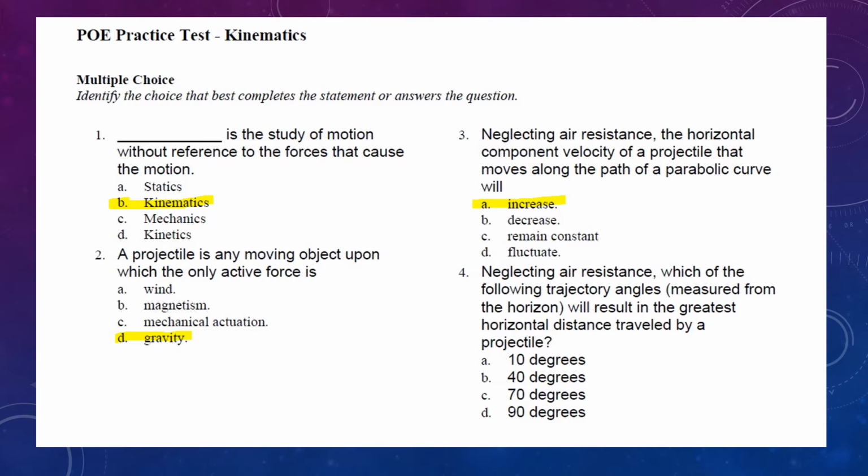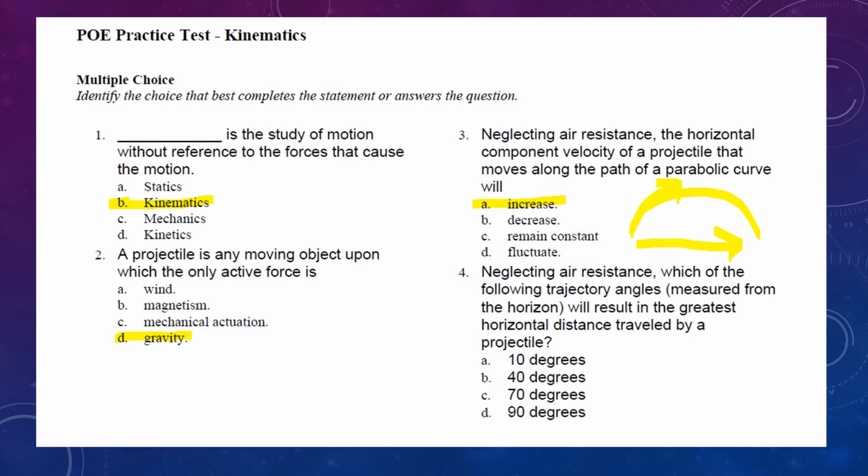curve. So if you have a curve plotted like this, the horizontal distance is going to be this way. So if we launch a projectile this way, the distance is going to just continue to increase.